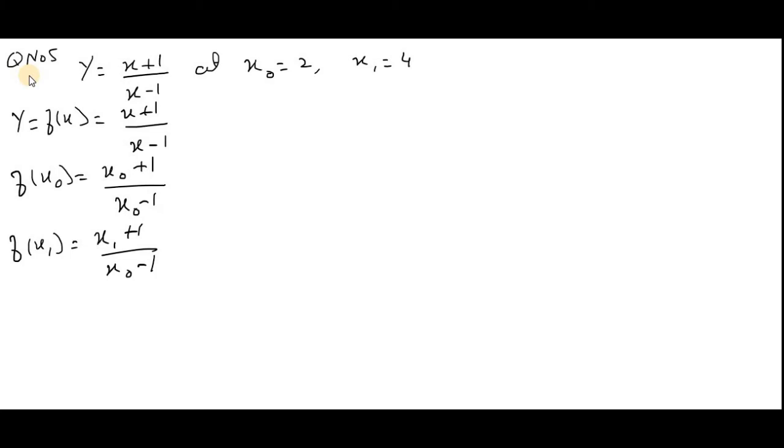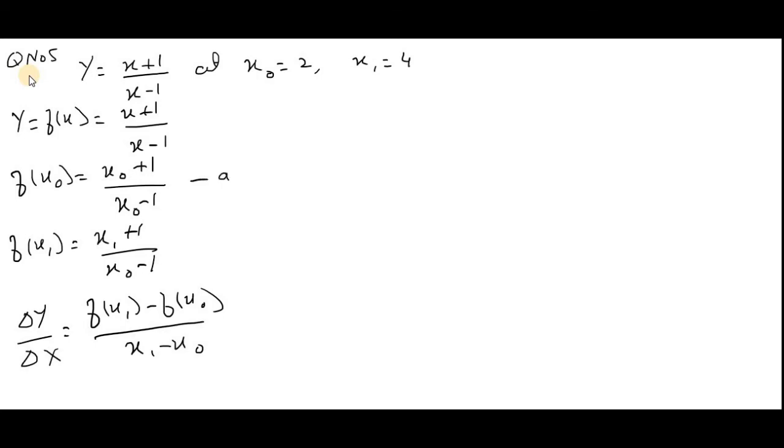Now we know the formula for the average rate of change. Delta y by delta x is equal to f of x1 minus f of x0 whole divided by x1 minus x0. Now put these values, that is equation A and this is our equation B, in equation 1.